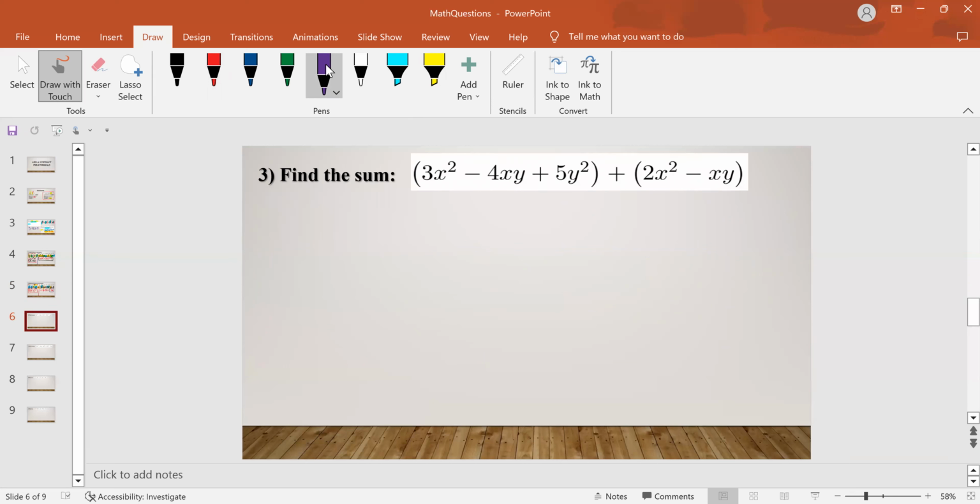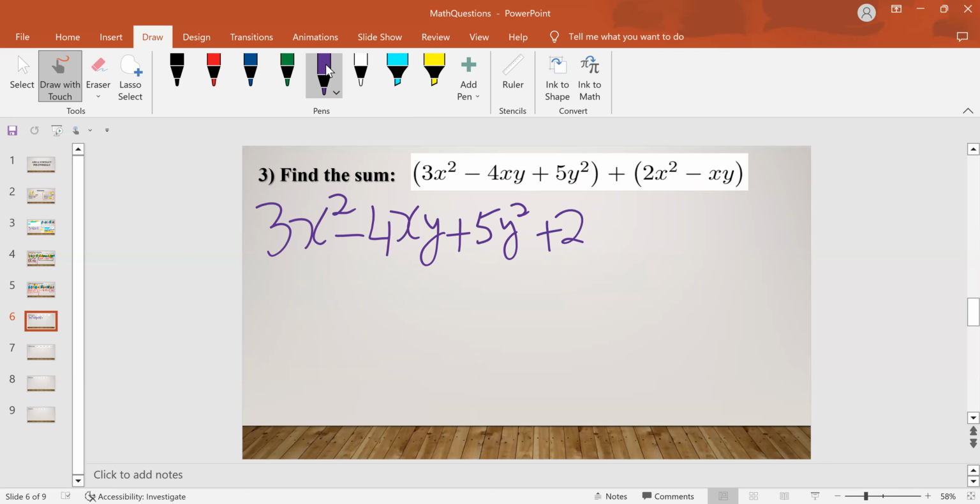So the first thing to do here is again to remove the parentheses. Therefore, we're going to have a 3x to the second power minus 4xy plus 5y to the second power plus 2x to the second power minus xy.